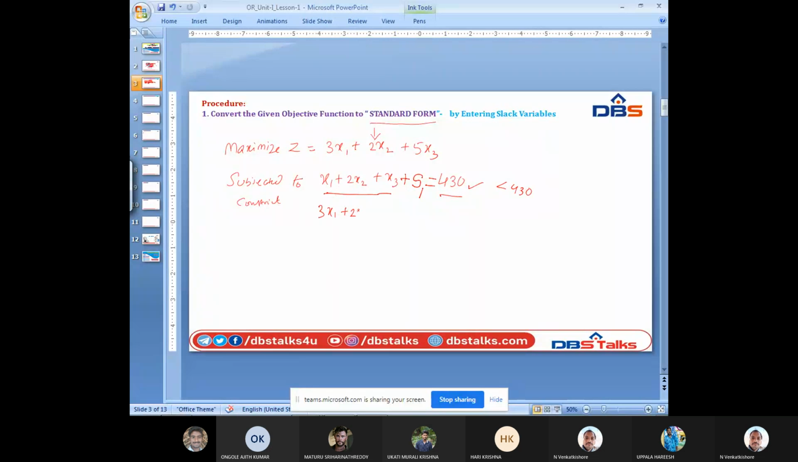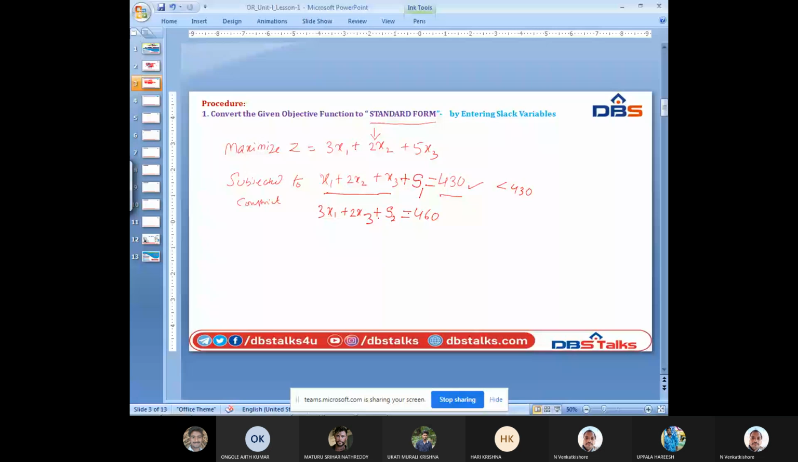3x1 plus 2x3 is less than or equal to 460. So we are equating, which means we are adding one more slack variable. So this will be the same. We are adding one more slack variable, that is s2.